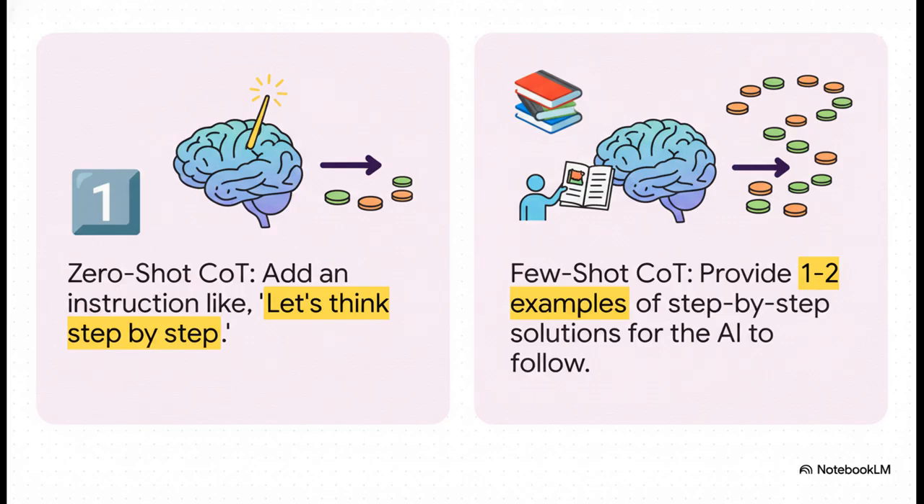Now, there are 2 main ways to do this. The first is called zero shot, and it is ridiculously easy. You just add a little magic phrase like, let's think step by step, to your prompt. The second is few shot, where you give it an example or 2 of a similar problem that's already been solved step by step for it to copy.